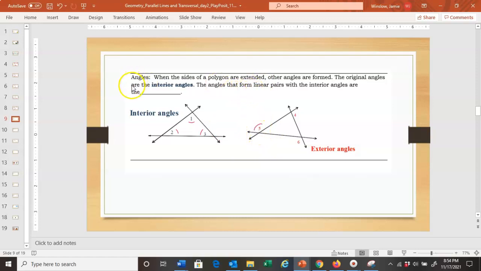The angles that form linear pairs with the interior angles are the exterior angles. And they do form linear pairs. See? This is that interior angle, and it's forming a linear pair with the exterior angle. They all form linear pairs. So this is going to be really helpful when they ask us to solve for interior and exterior angles.